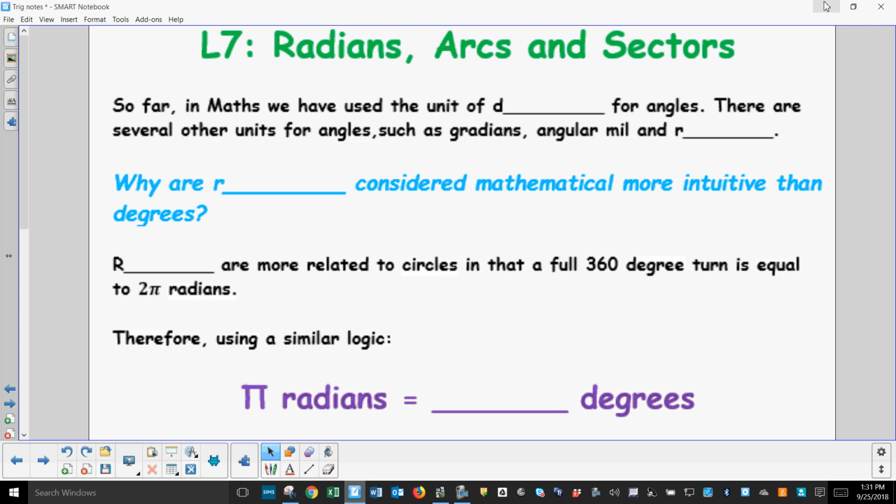So in math, for the last many years, we've been using the unit of degrees for angles. You might have learned a little bit about radians in GCSE, but it wasn't part of the course formally. It's just another way, like how sometimes we can measure length in centimetres or inches. Similarly, you can measure angles in degrees or radians. There are other units too, like gradians and angular mil, but the one we're focusing on today, which is part of our course, is radians.